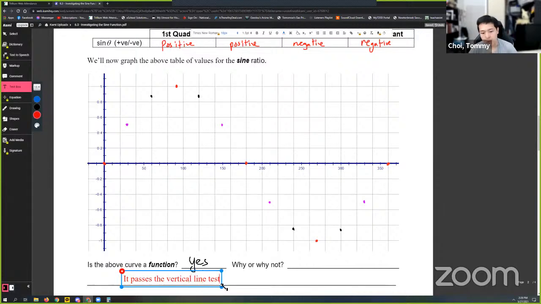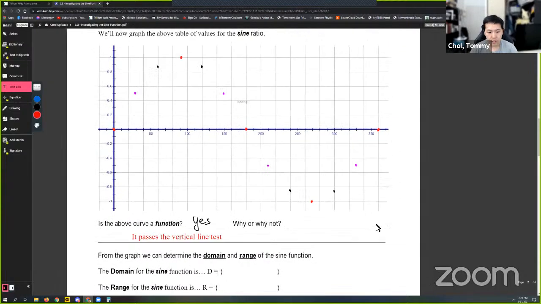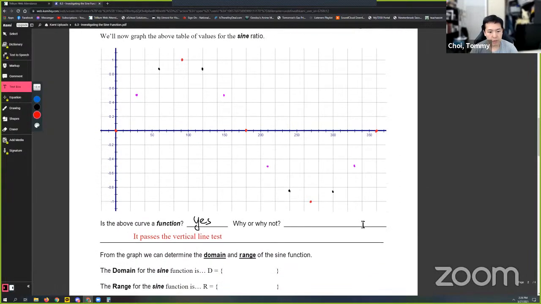Right? The vertical line test was like passing a vertical pencil, or an object, from left to right. As long as it only passes through one point of contact, it's a function. So this is definitely a function, which is why I have been calling it a sine function. Right? So now, the difficult part: domain and range.